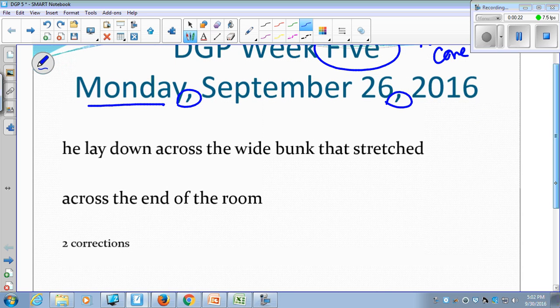Here are our corrections. There are only two. So you can always start with "He lay down" and capitalize the first word in every sentence and put a period at the end. He lay down across the wide bunk that stretched across the end of the room, and we are ready for the next slide.